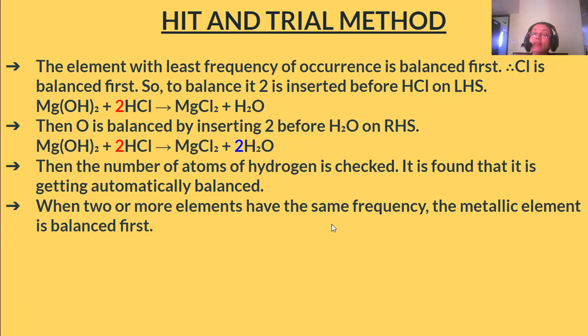When 2 or more elements have the same frequency, the metallic element is balanced first. Okay, this is the rule. When we first start balancing, we should take the least frequency of occurrence of the element and start balancing that first. Then if 2 or more elements have the same frequency, the metallic element is balanced first. Okay. So this is how this equation is balanced by the hit and trial method.